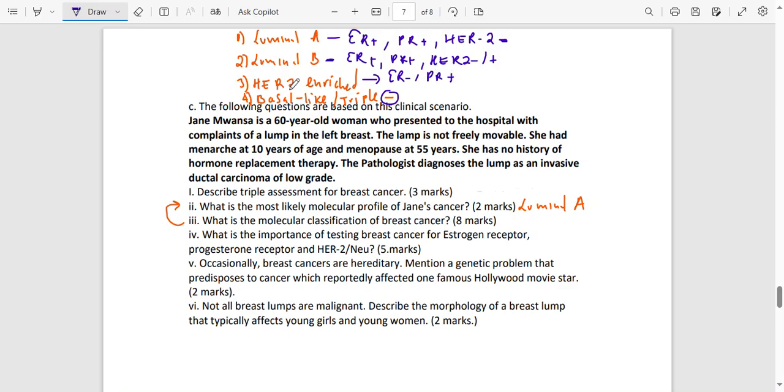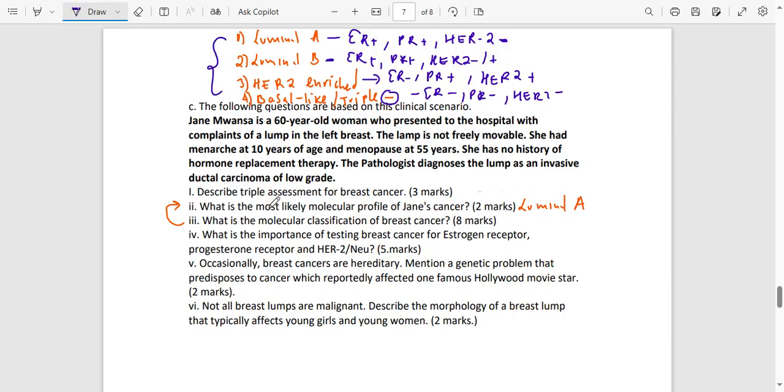But as from the name, HER2 enriched, it is HER2 positive. The basal-like, even from the name, it is a triple negative. It's a triple negative, meaning that it is negative for all. So it is ER negative, PR negative, and also HER2 negative. As you can see, it is basal-like. So meaning that you're supposed to have basal, but specifically these are the ones that you use.